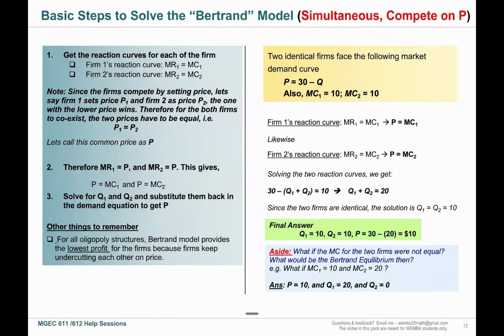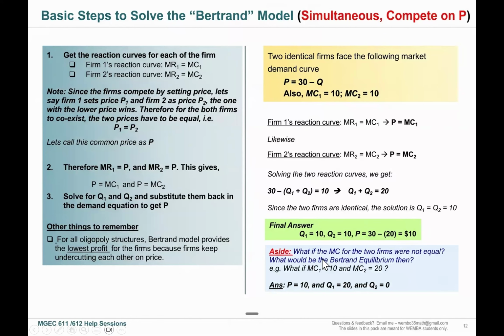So what does that tell you? That tells you that if the firms were competing in a Bertrand model, they will always be worse off. That leads to a price war, compared to when they are competing on a Cournot model. So firms typically prefer to compete on quantity, never on price.